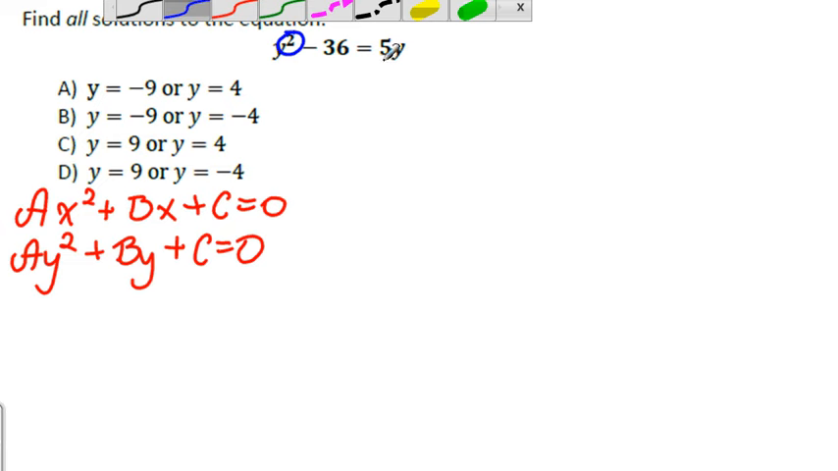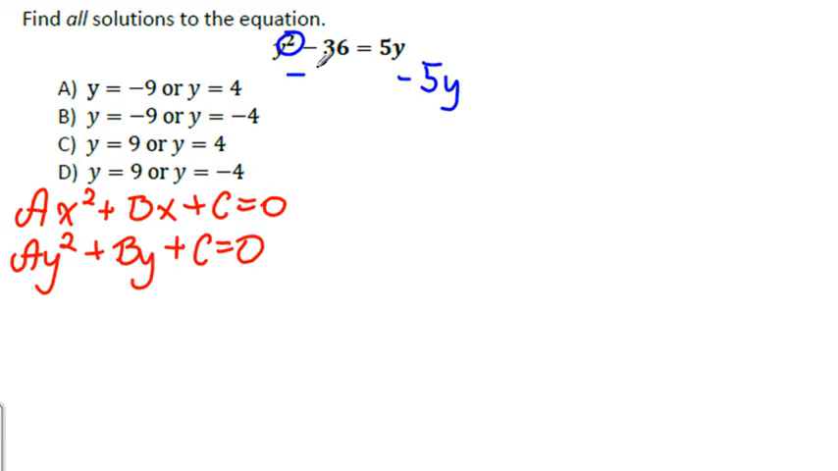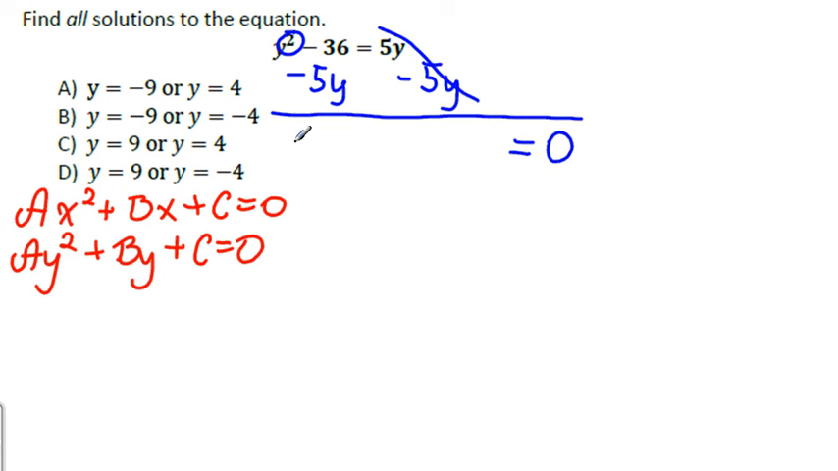To get 0, based on the 5y here, we're going to do the opposite, minus 5y. Whatever you do on one side, you want to do on the other side of the equation. The 5y minus 5y is what gives me 0. And on the left side, we don't have any like terms, so it's just a matter of rewriting these three in the correct order: y squared minus 5y minus 36. At this point, we're ready to factor.